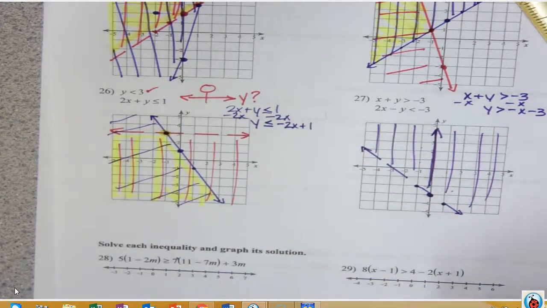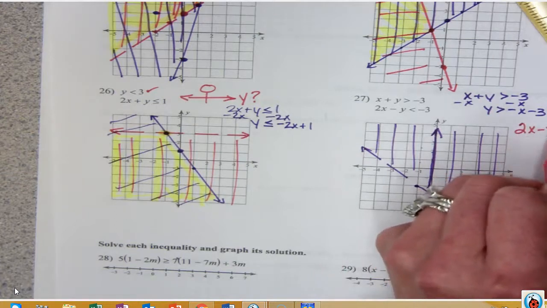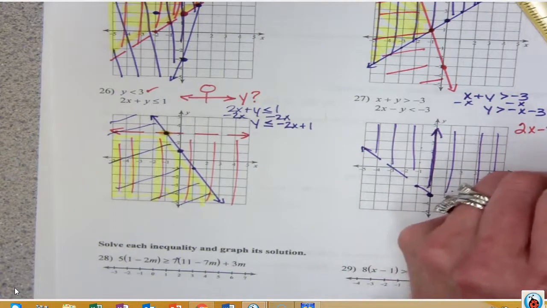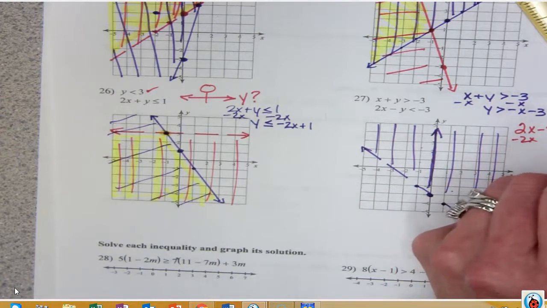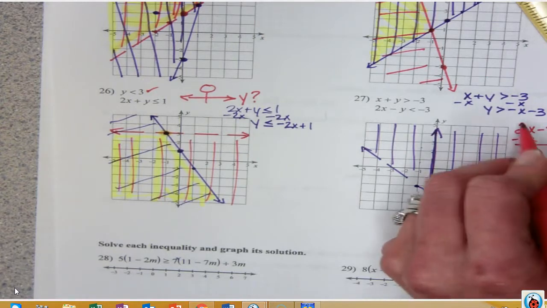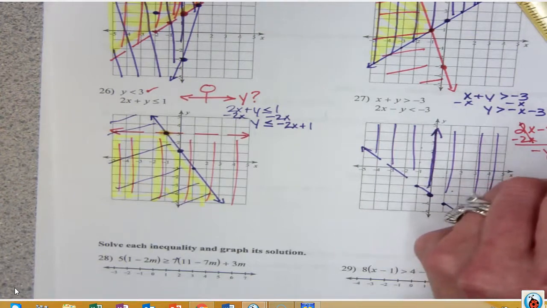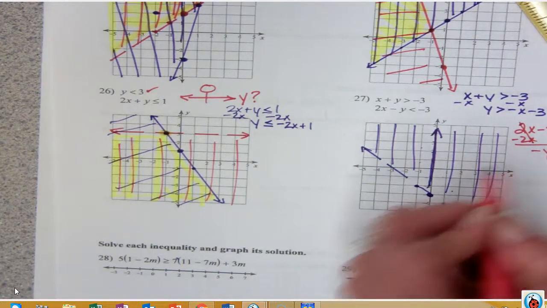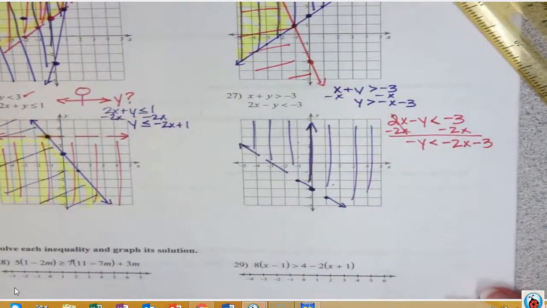My next line would be 2x minus y less than negative 3. I'm going to subtract 2x from both sides. Kind of treat this as an equal sign. And these cancel out. Negative y greater than negative 2x minus 3. But we've got, ooh, sorry, that is totally off the screen. Here we go. Hopefully you got all that.